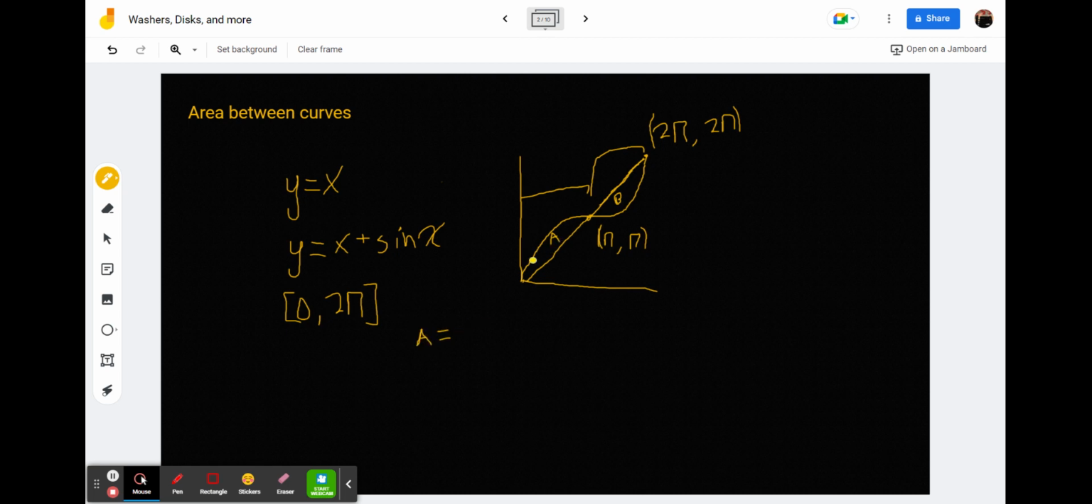Well, in this case, y equals x plus sine x has the larger area underneath it. So we take this bigger area and subtract the smaller area, and we're going to get the area of A. So that's going to be the integral from 0 to pi of x plus sine x dx, minus the integral from 0 to pi of x dx.